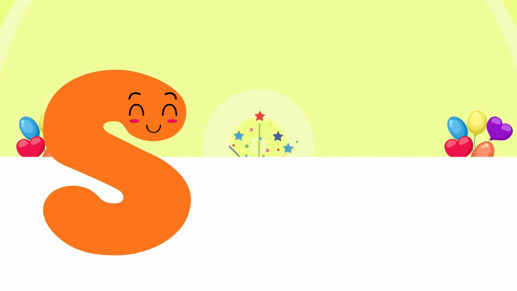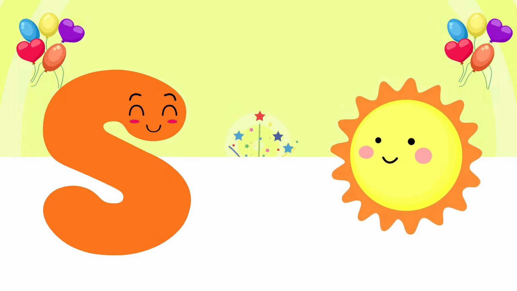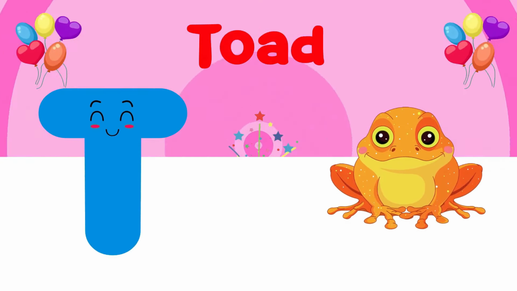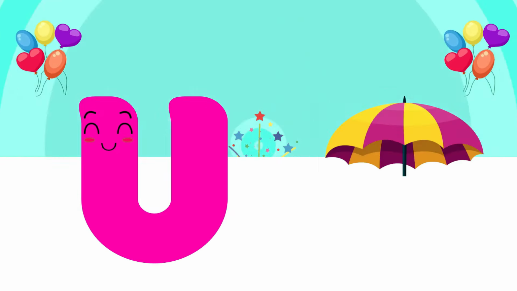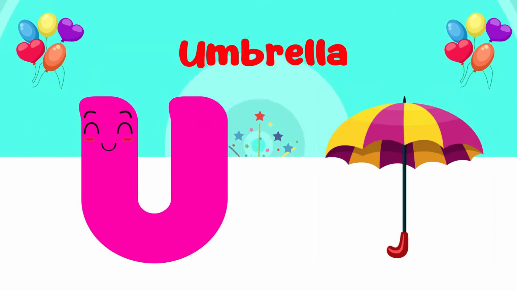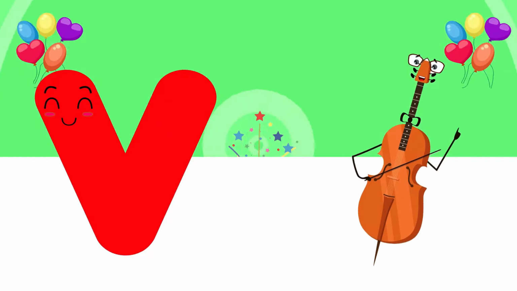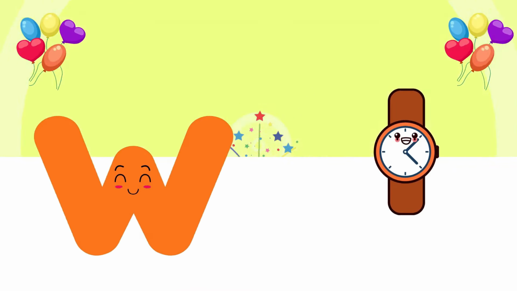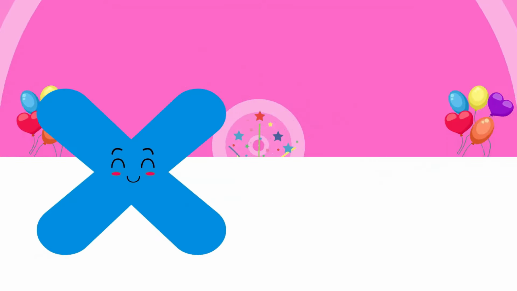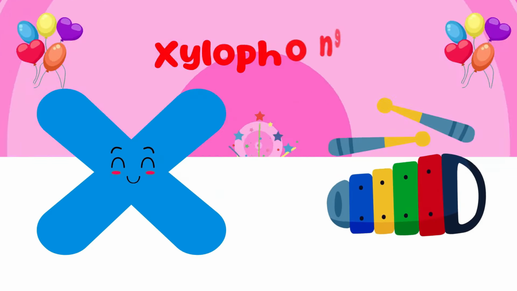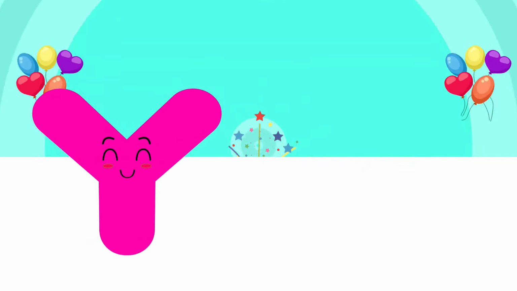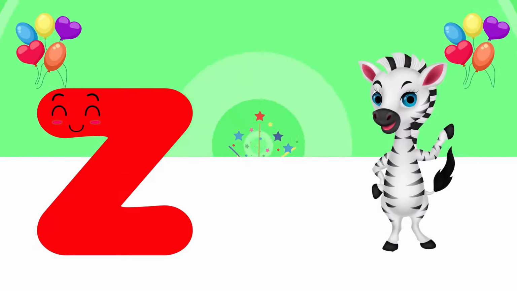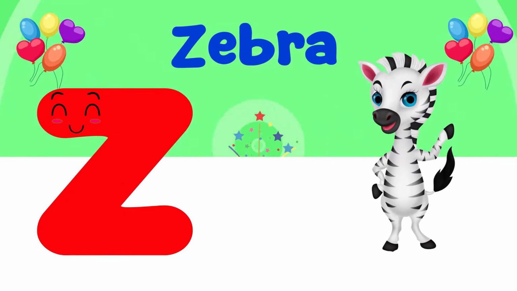rabbit. S is for sun, sun. T is for toad, toad. U is for umbrella, umbrella. V is for violin, violin. W is for watch, watch. X is for xylophone, xylophone. Y is for yellow, yellow. Z is for zebra, zebra.